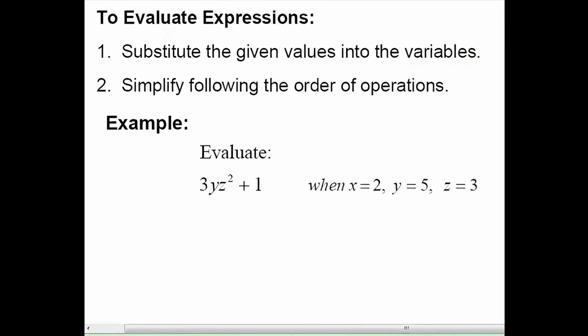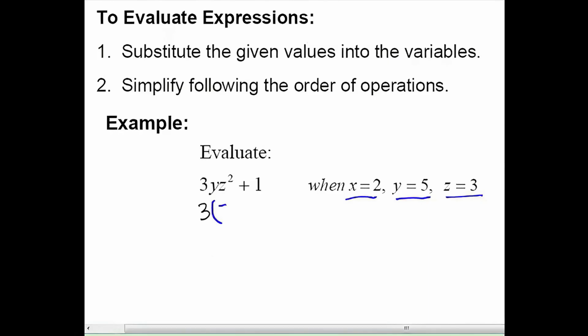Next, we're going to evaluate 3yz squared plus 1. And here are our given values. X equals 2, y equals 5, and z equals 3. So we're going to plug those values in to our formula or our expression. And we have to preserve the order that's there. Also, when we plug into the variable that has the exponent, we should use parentheses. So we will use parentheses here to show multiplication and for the exponent.